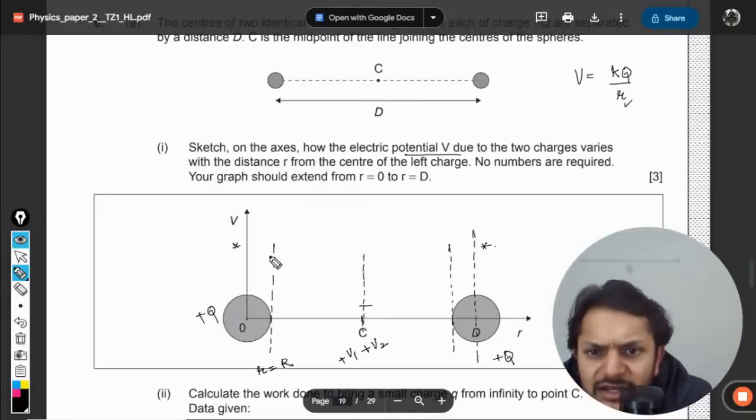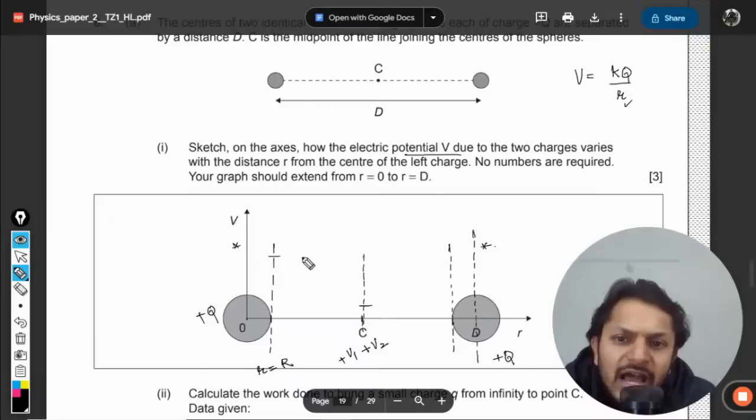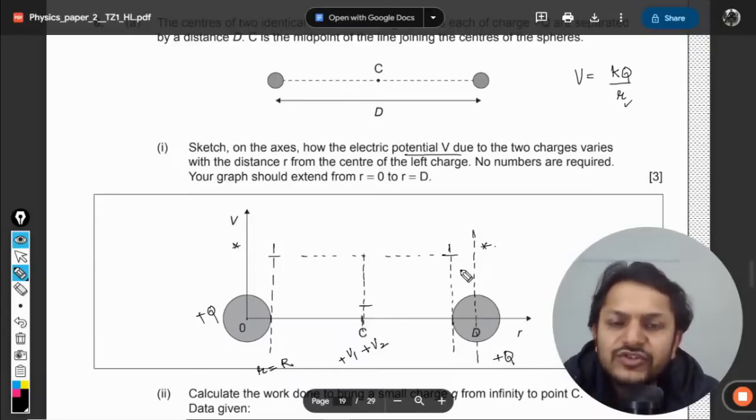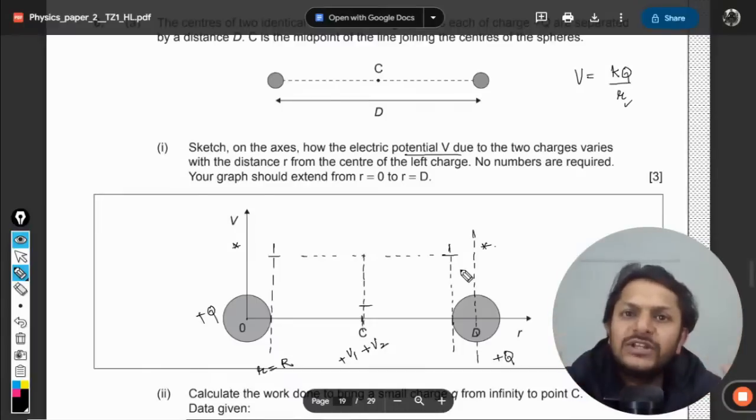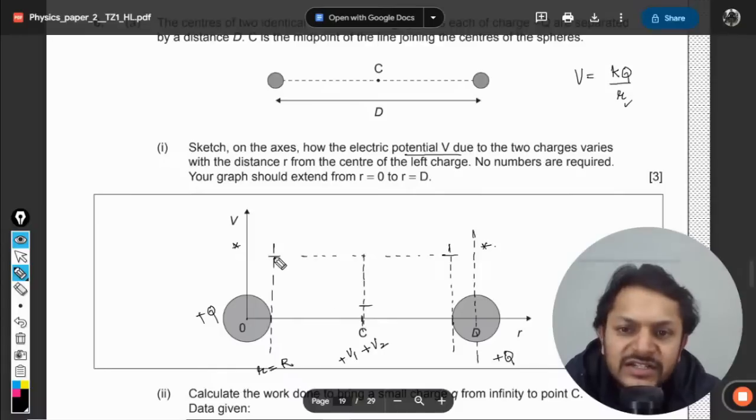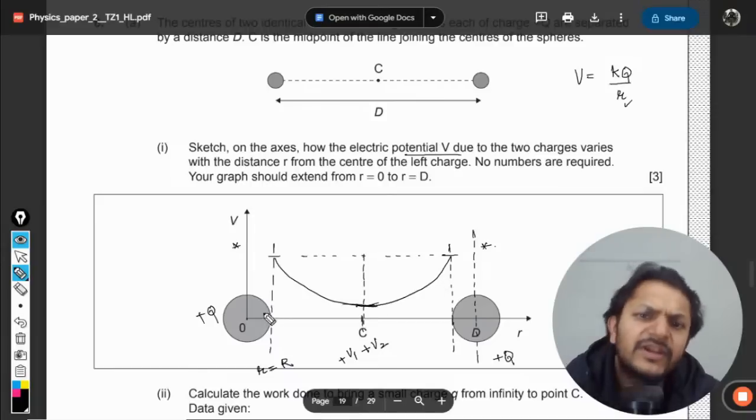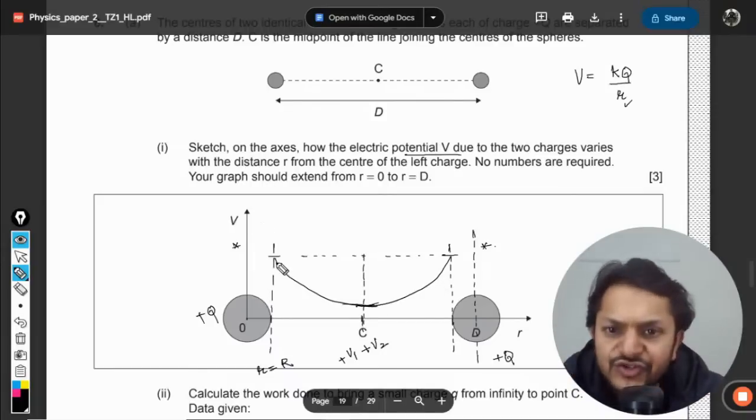So I can say that here the potential is at this point, and the same symmetry will be there because there is a symmetry in the question: the charges are equal, equally spaced, completely uniform, and both are positive charges. So this will be V and this will also be V, and in between there will be this kind of variation.